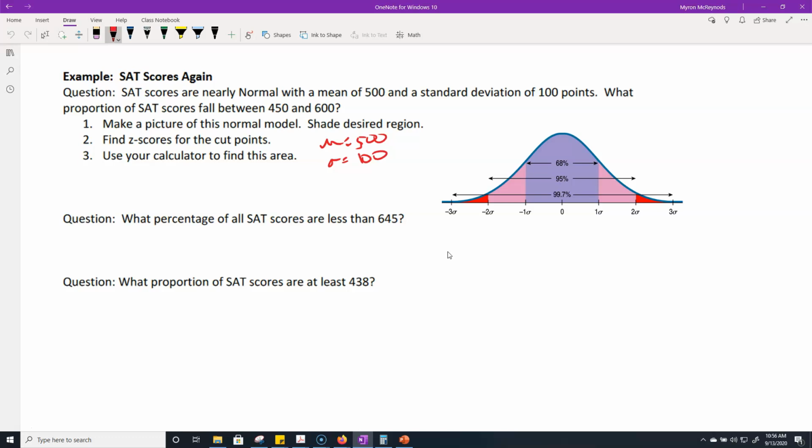I copied this. If you need to, you can pause and draw a copy of this, or copy and paste it over. So the mean in the middle right here is 500, and the standard deviation is 100, so it goes up 100 for every standard deviation. One to the right would be 600, 2 to the right would be 700, 3 to the right would be 800. It goes up by 100 each time. And then to the left we have 400, 300, 200. It gets lower and lower.